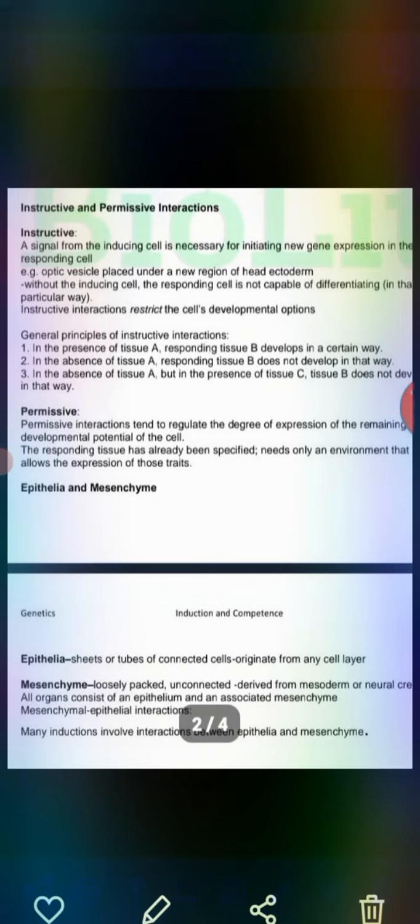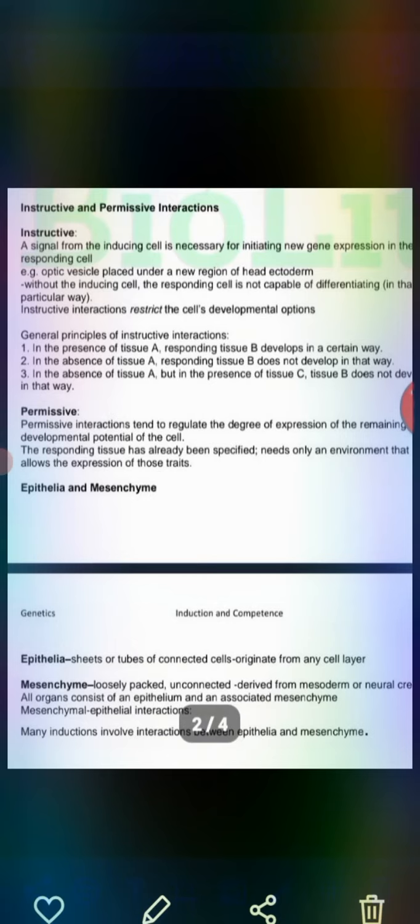So in the case of permissive interaction, there is only a need for a favorable environment, no need of an inducer and a signal sent by the inducer. The organ to be determined needs only the presence of extracellular matrix for its future fate to be expressed. So the extracellular matrix presence is the only need for the permissive interaction to take place.